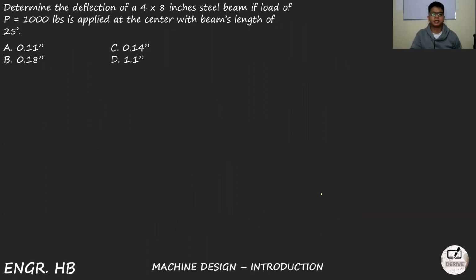So proceed tayo sa second question. Determine the deflection of a 4 by 8 inches steel beam if load of P is equal to 1,000 pounds is applied at the center with beam's length of 25 feet. So consider natin guys na meron tayong beam dito. No? So ang pangit ng beam ko, hindi diretso. So kunyari yan, diretso na yan. So it is 25 feet. Merong nag-apply daw na P is equal to 1,000 pounds sa gitna.